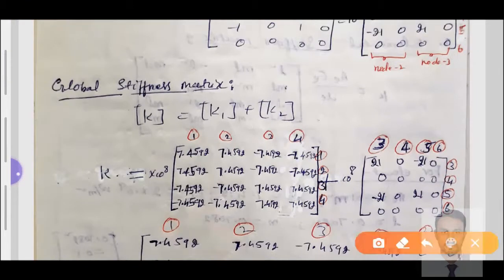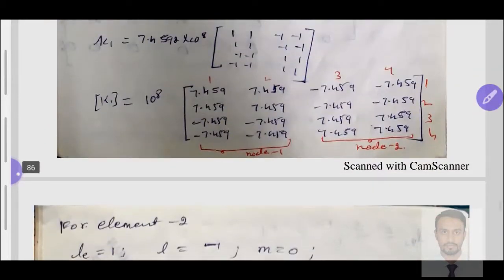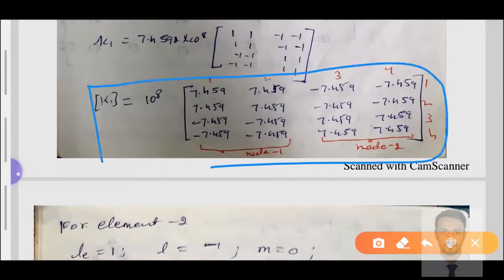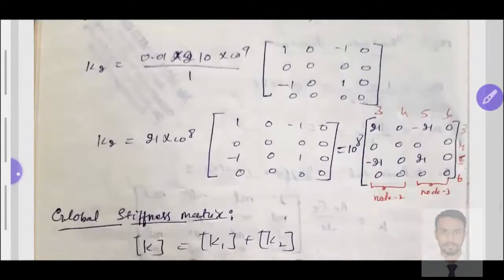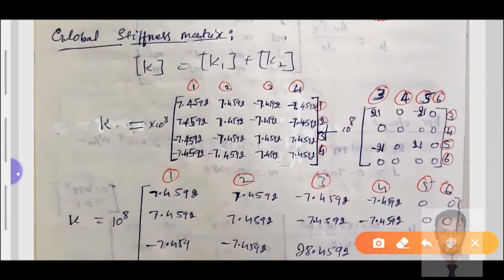Now after getting all the values of the elemental stiffness matrix, substitute them and bring them into a global stiffness matrix. That global stiffness matrix K is equal to K1 plus K2. We have 2 elements. Similarly, I will take the resultant values of the elemental stiffness matrix of element number 1 and element number 2, and I have added both the values here.